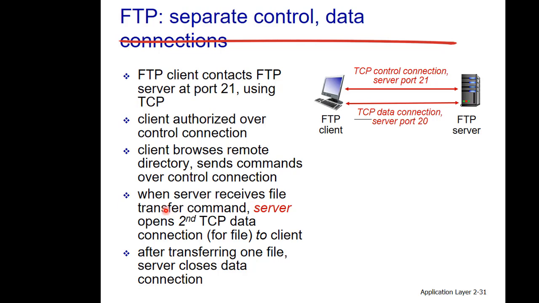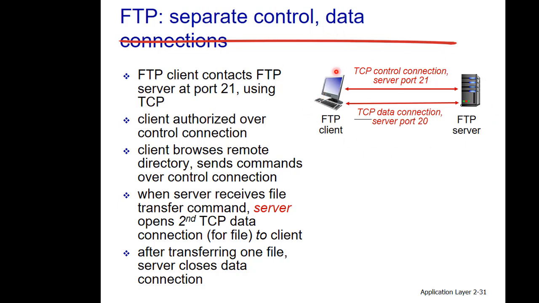When the server receives the file transfer command, the server opens a second TCP data connection for file transfer. Once the server receives a request to transfer a file, it opens another data connection to transfer the file. The control connection is always there, and that is for the control messages. The transfer of the file goes on over the data connection. After transmitting one file, the server closes the data connection. Once the file is transferred, the server closes the connection.